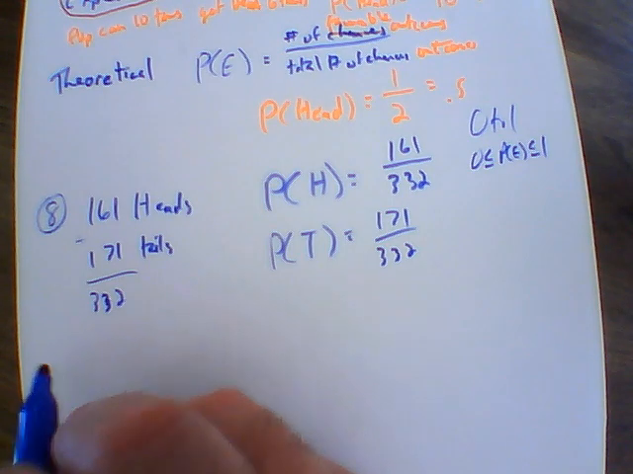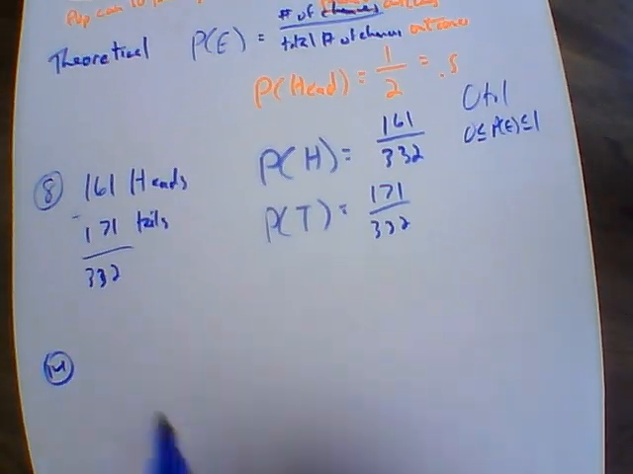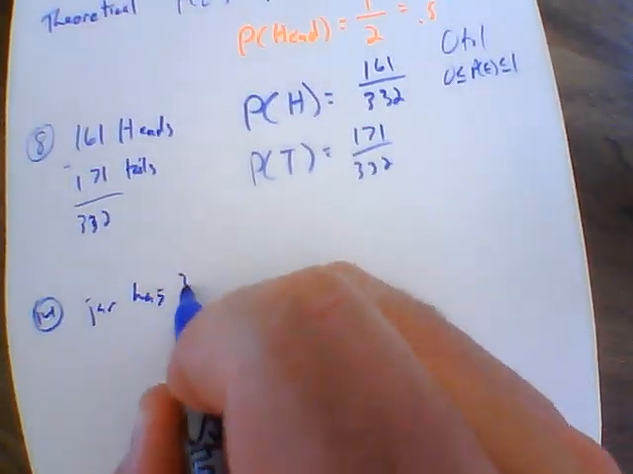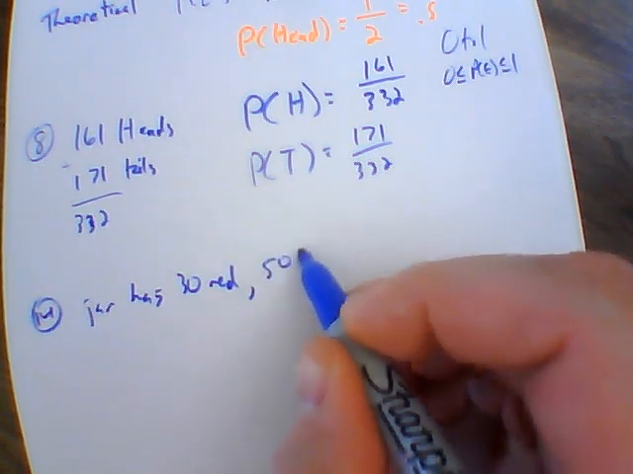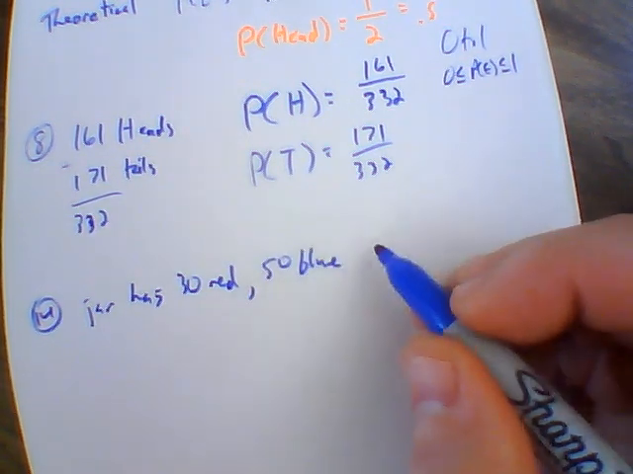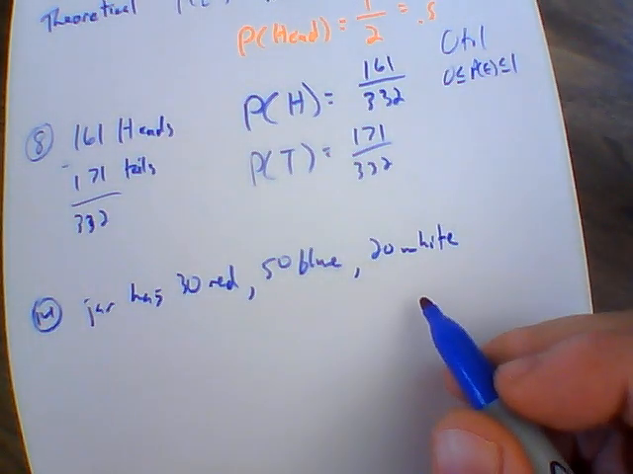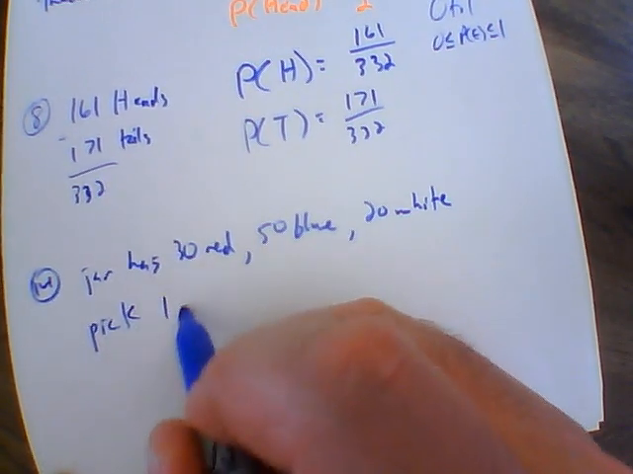Let's jump to number 14. On number 14 here it says a jar has 30 red marbles, 50 blue marbles, and 20 white marbles. We pick one marble out of the jar, so you're going to pick one marble.